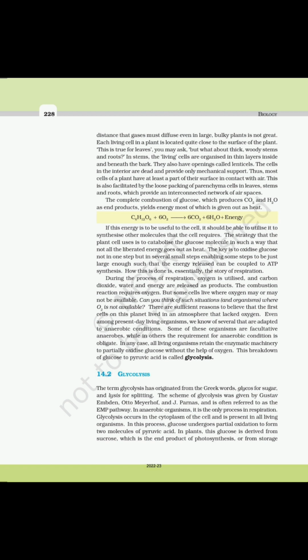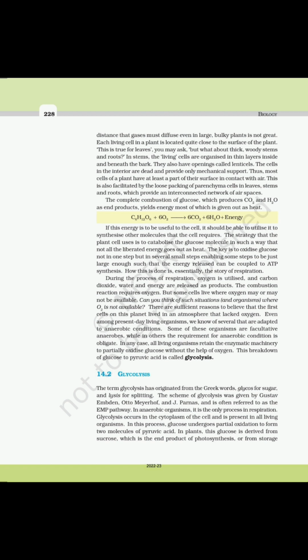The key is to oxidize glucose, not in one step but in several small steps, enabling some steps to be just large enough such that the energy released can be coupled to ATP synthesis. How this is done is, essentially, the story of respiration. During the process of respiration, oxygen is utilized and carbon dioxide, water and energy are released as products.